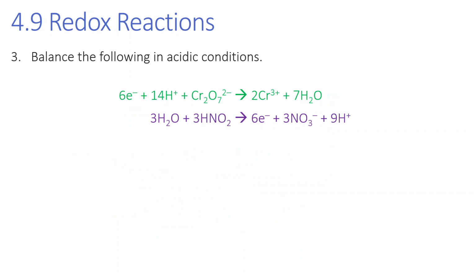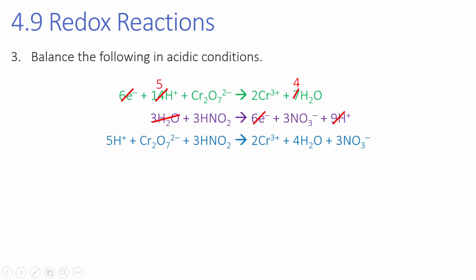So anything that is the same on both sides of the arrow can be canceled out. So this 6 electrons and this 6 electrons, those are going to cancel. The 3H2O is going to cancel out 3H2O, leaving 4 behind. The H pluses, all 9 are going to go here, which leaves 5 here. And there's nothing else that's going to cancel. So my final task is just to combine those 2 reactions together.